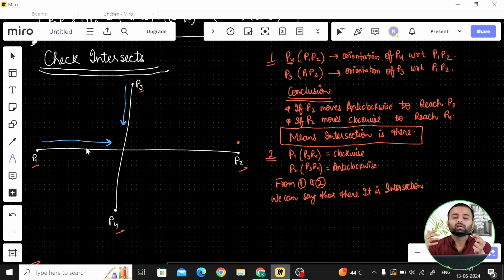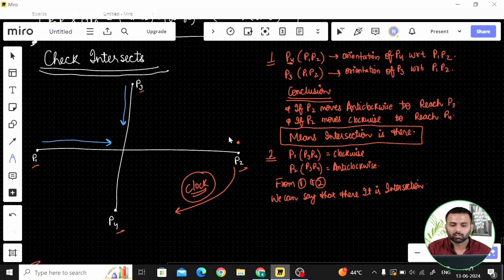I am just checking in which direction P4 is, anti-clockwise or clockwise. If I am here, I am in the clockwise direction. So here I have written clockwise. With respect to this, you already calculated P4. Let's calculate P3 as well.